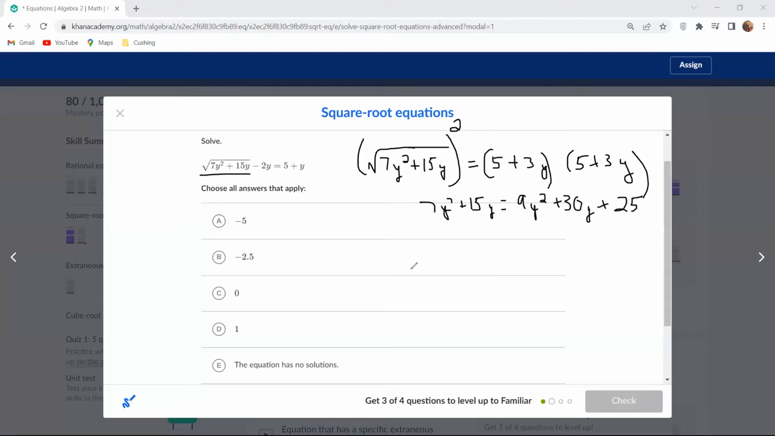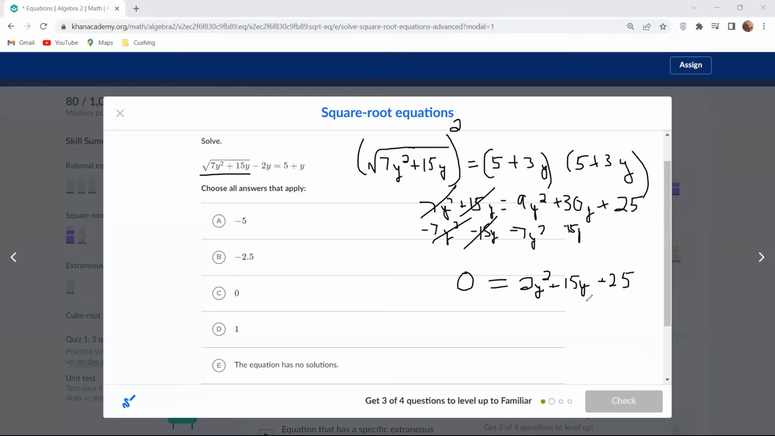So let's get all the terms together, set it equal to 0, so we can factor or use the quadratic formula. So I'll subtract the 7y squared from both sides. So that adios on the left side. So I'm working on the right side now, and I have 2y squared. And I'll subtract 15y. That gives me nothing on the left. And on the right side, plus 15y plus 25. And I have a big fat 0 on the left here.